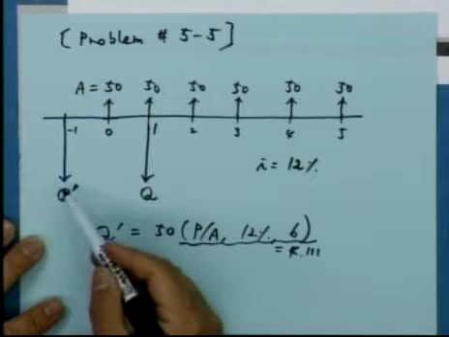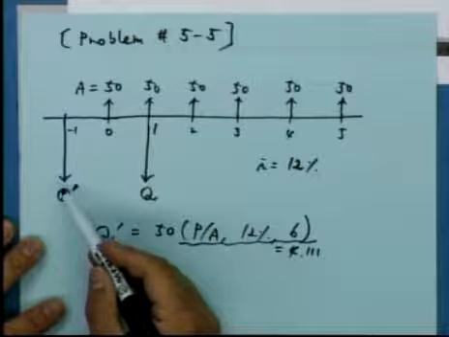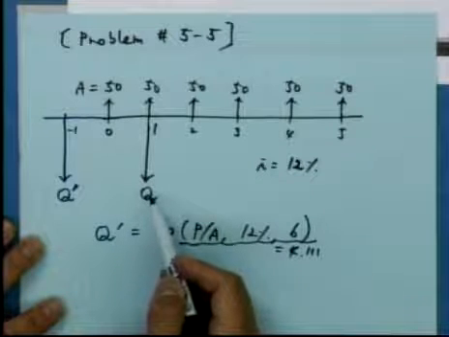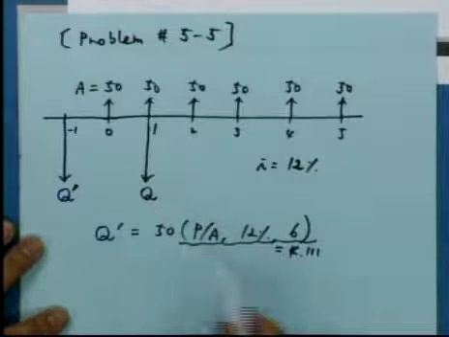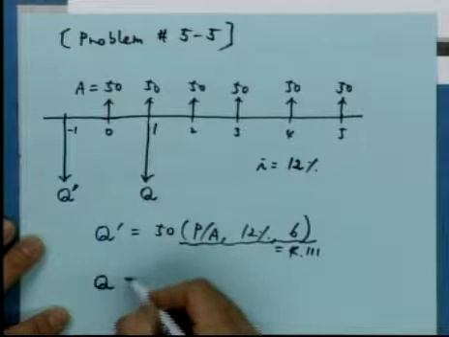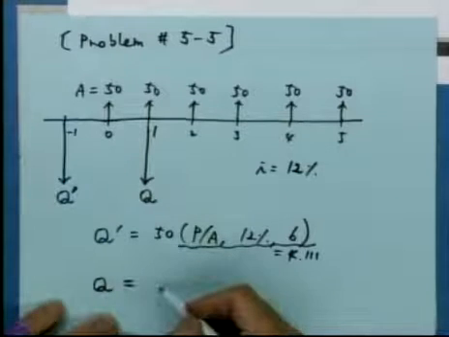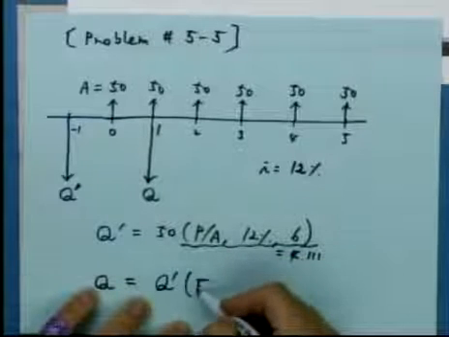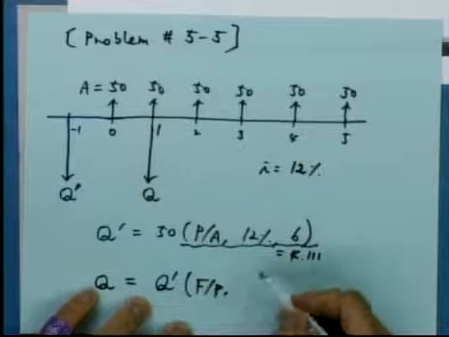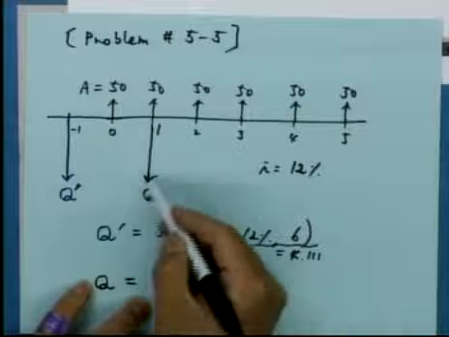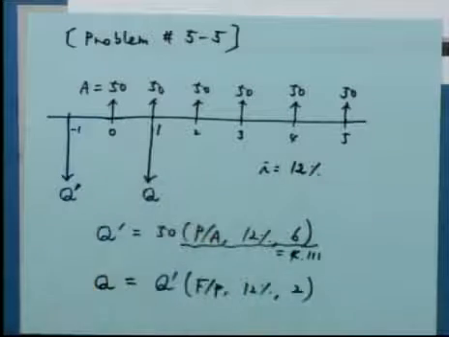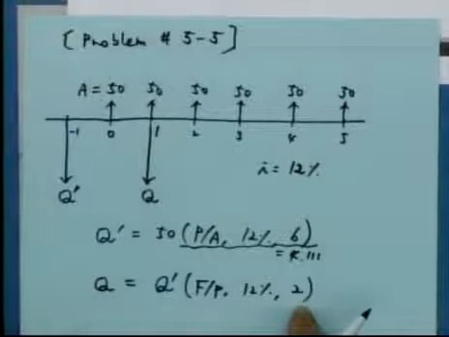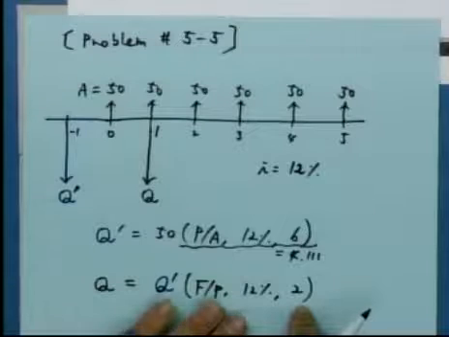value will be converted to an equivalent future sum of Q by using the single payment compound amount formula. So in that case, Q equals Q prime times F given P, right? 12% over 2 periods. So how much is this? F given P over 2 periods, 1.254.